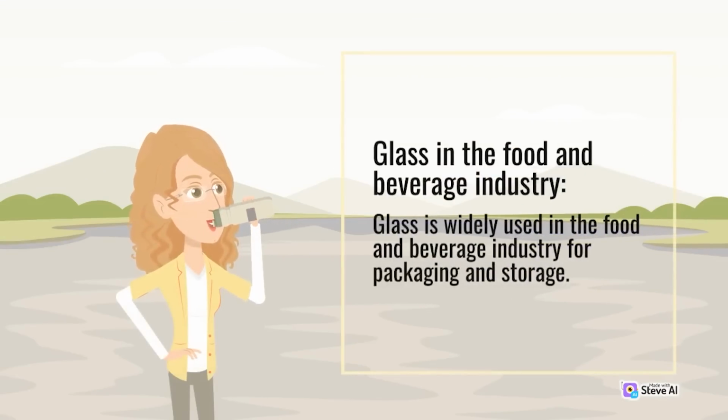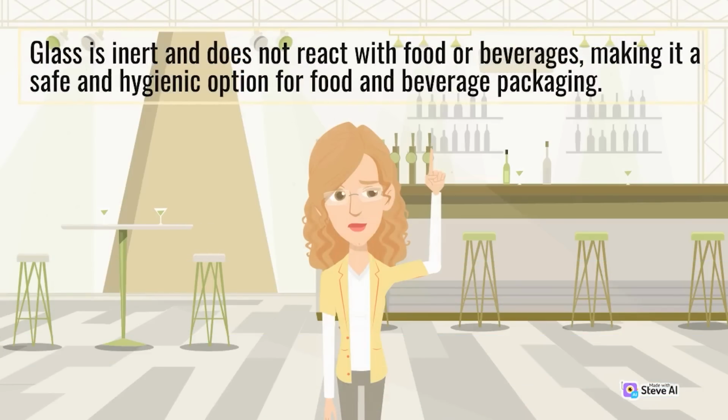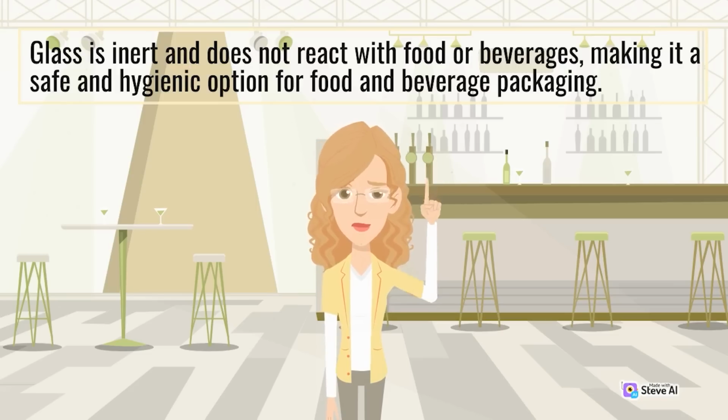Glass in the food and beverage industry. Glass is widely used in the food and beverage industry for packaging and storage. Glass is inert and does not react with food or beverages, making it a safe and hygienic option for food and beverage packaging.